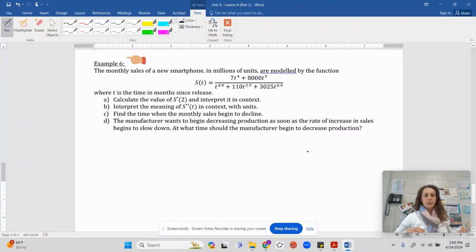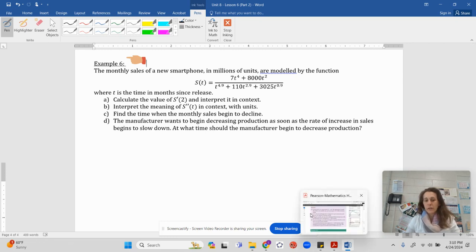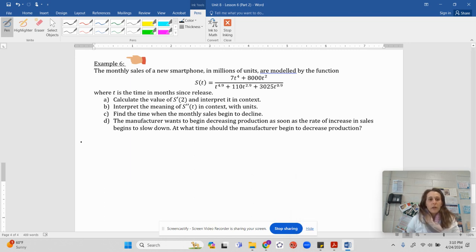Okay, for this next question, we have something about monthly sales of a smartphone. The calculator on my computer is not working, so you'll have to do the calculator part on your own. With a question like this, I immediately think I'm going to type that into the calculator and graph it, because I'm not going to be finding derivatives by hand of something this hideous. So before I even read this, I know this is going to be a calculator problem.